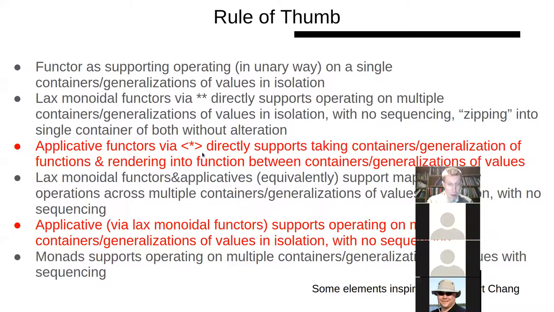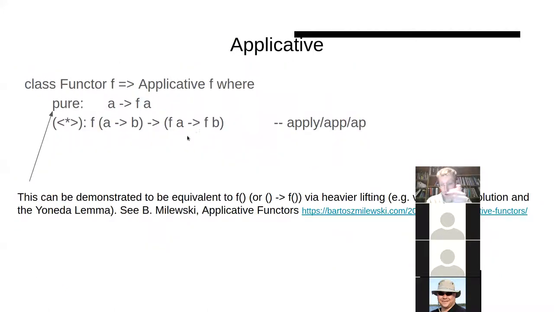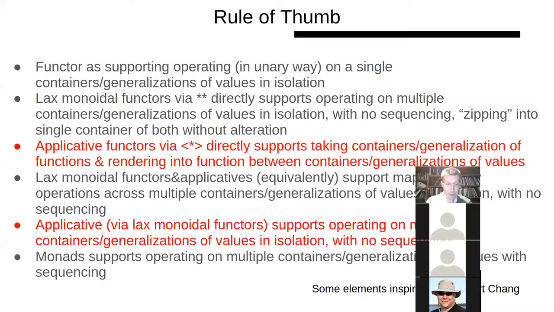And applicative functors here, their job in life is similar to lax monoidal functors. They provide, using this operator here, a way to take these generalizations of effectful or containers of functions and render them into a function between containers, right? Between lists and lists. It reflects the fact that we have a list of functions. We could turn that into a mapping between lists by just applying each of those functions to each of the elements of the list. Applicative also supports, you could think of it as applying on through lax monoidal functors, multiple containers or generalizations of values in isolation with no sequence between them.